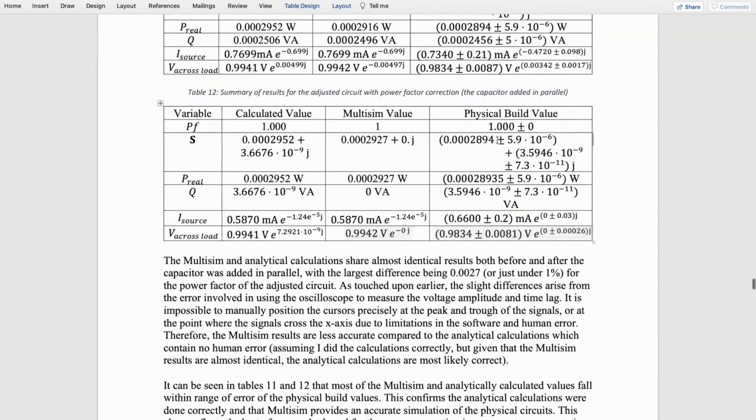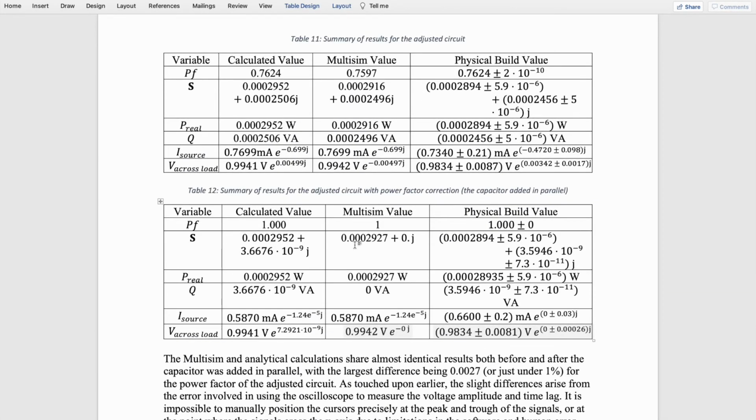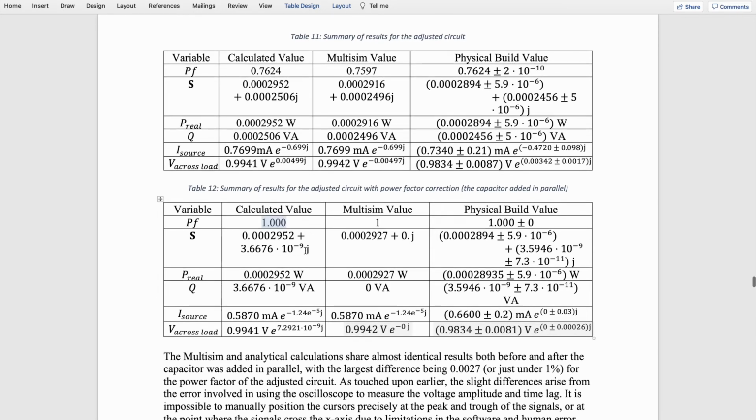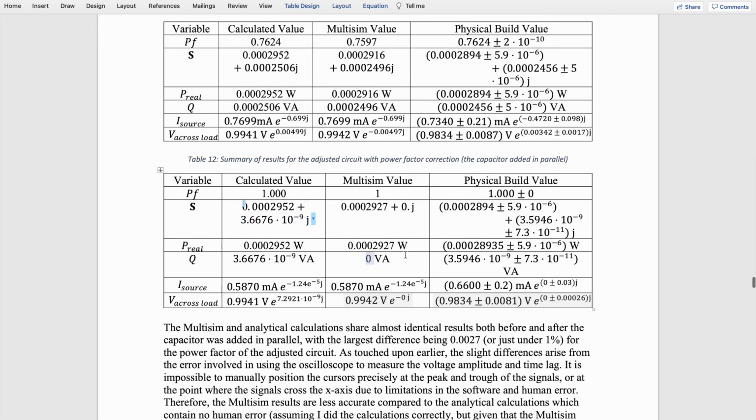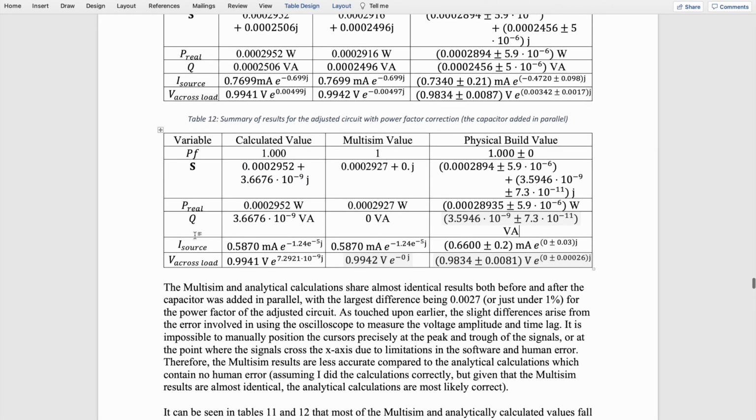And then I go on lastly to talk about what the results mean. It can be seen that the power factor is corrected, it's 1. The imaginary component of the complex power is essentially 0 with rounding error. And this is exactly what we want. We don't want any reactive power, as we are billed on that apparent power.